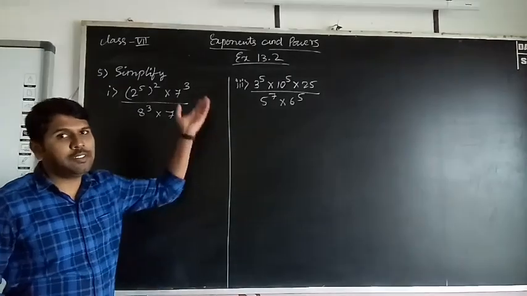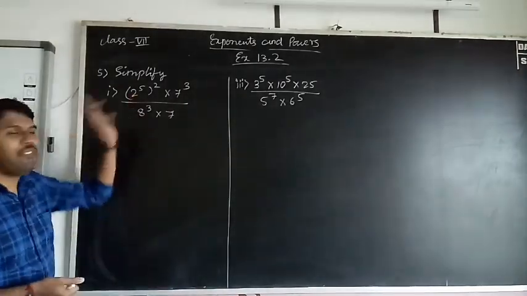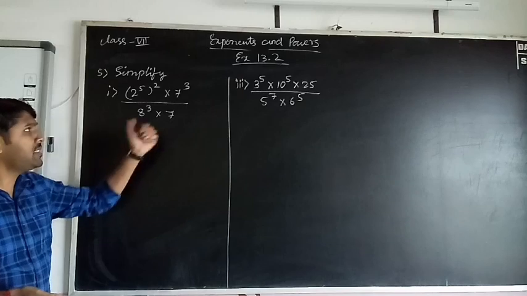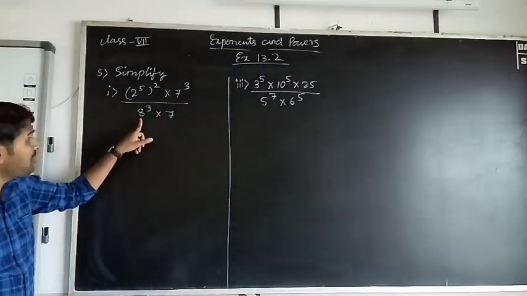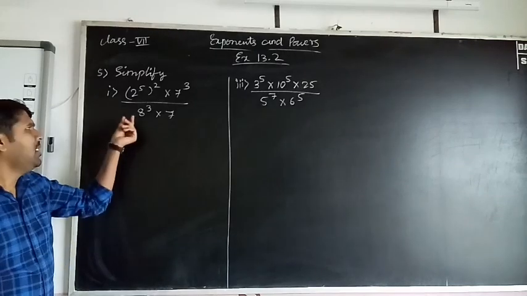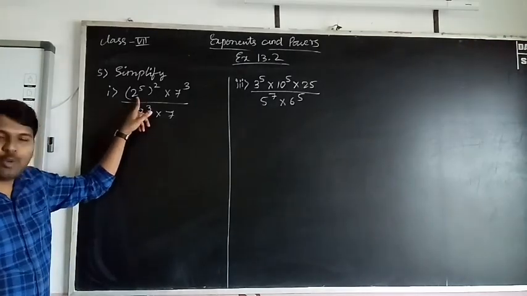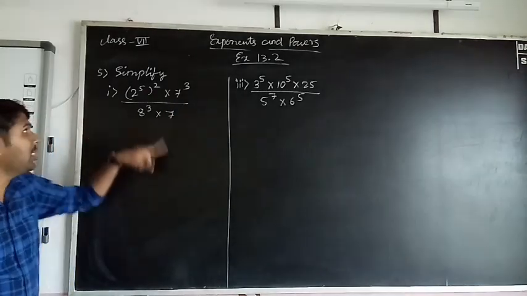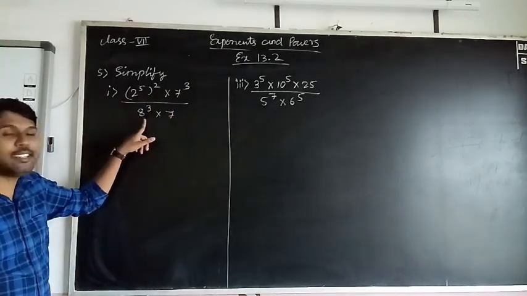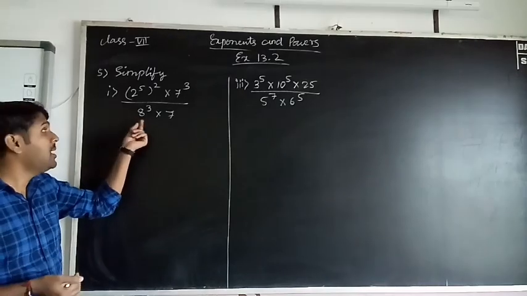Next, the last question of exercise 13.2, simplify. So how to simplify? First convert all the numbers into prime numbers. The bases must be prime numbers. Otherwise 8 is also possible, but here base 2 is there, here 7 is there, 7 is there. So you can use the laws of exponent. But here base 2 is there, here 8 is there. So convert 8 into base 2.